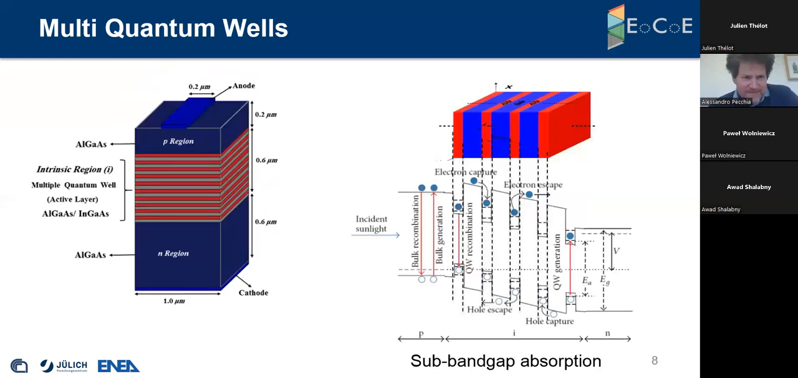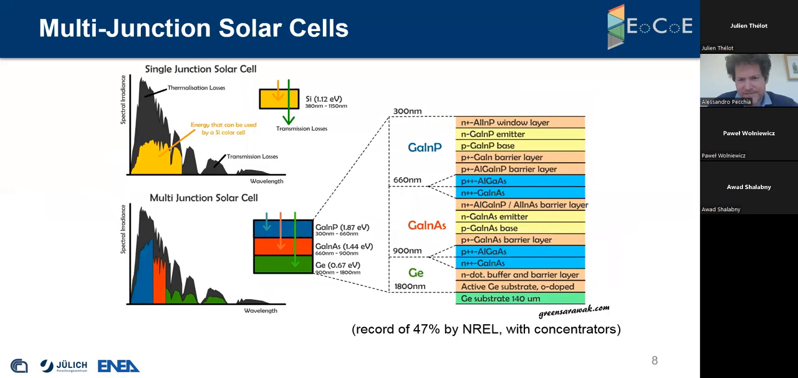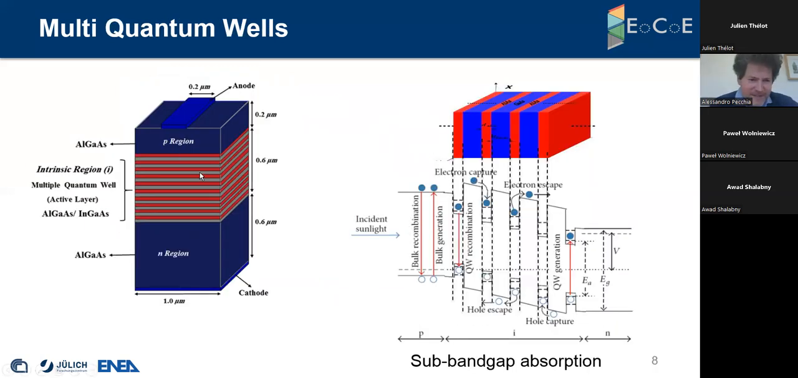Then we approach the idea of quantum wells, where the quantum world starts to come into the picture of these solar cells. The idea is, okay, let's think of one of these junctions, and we start putting a multi-junction inside the junction, basically. The idea is to try to extract a little bit more photons than what will be extracted by a single junction.